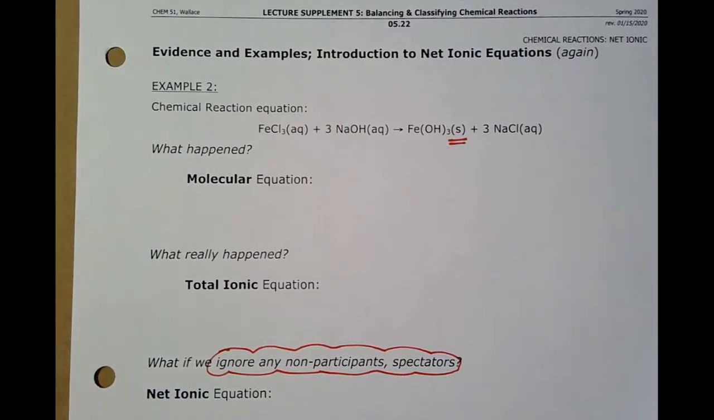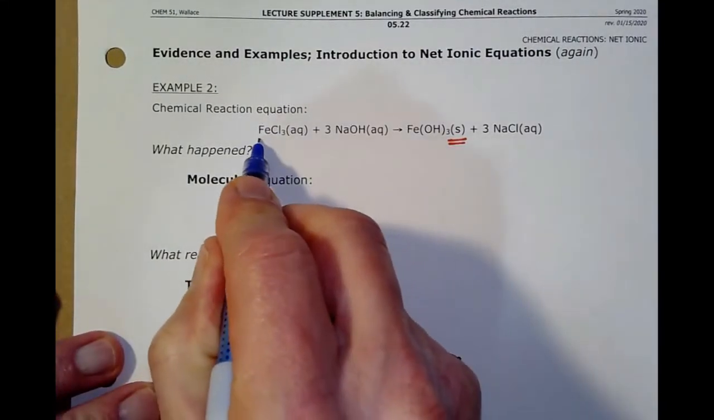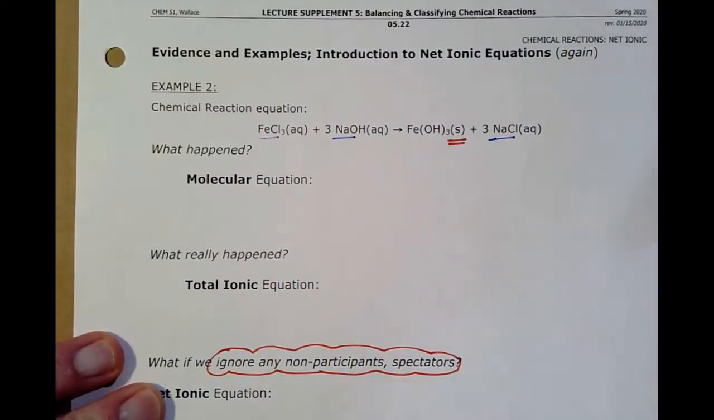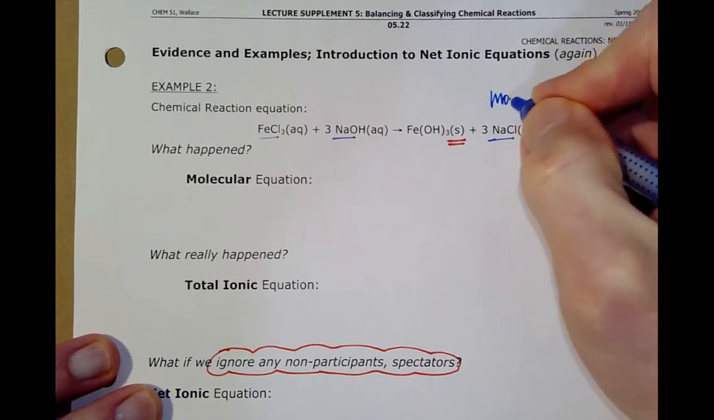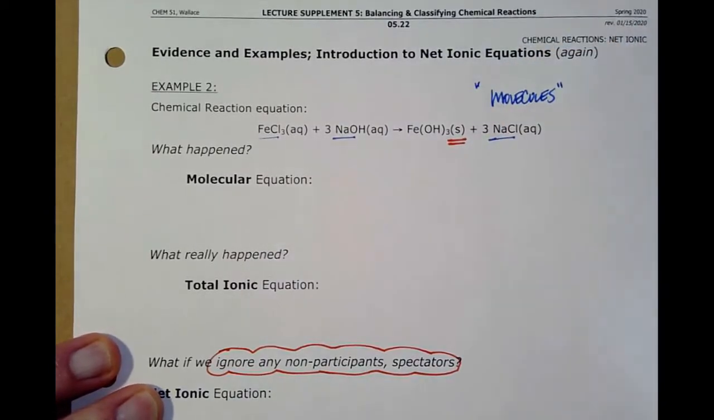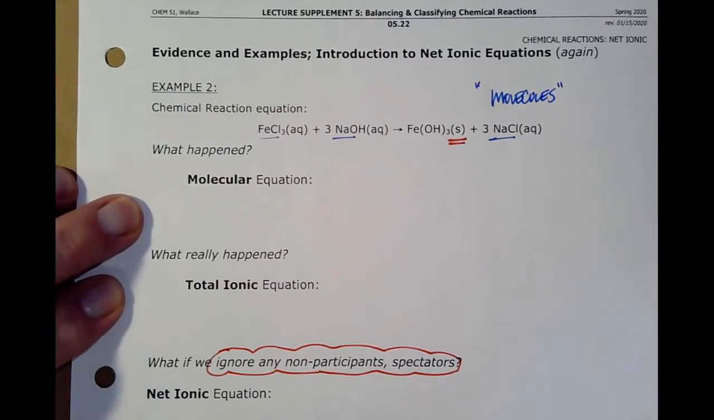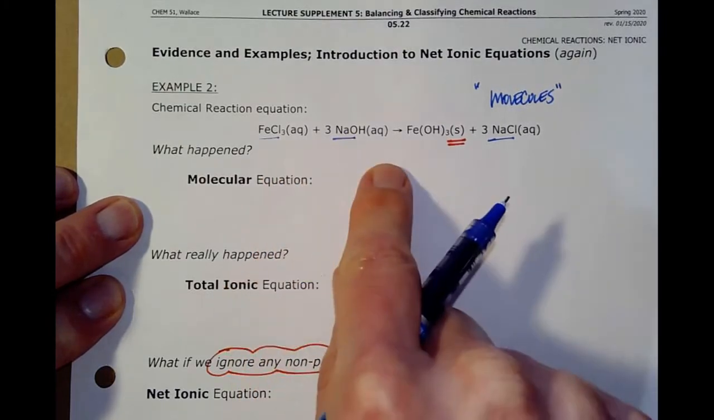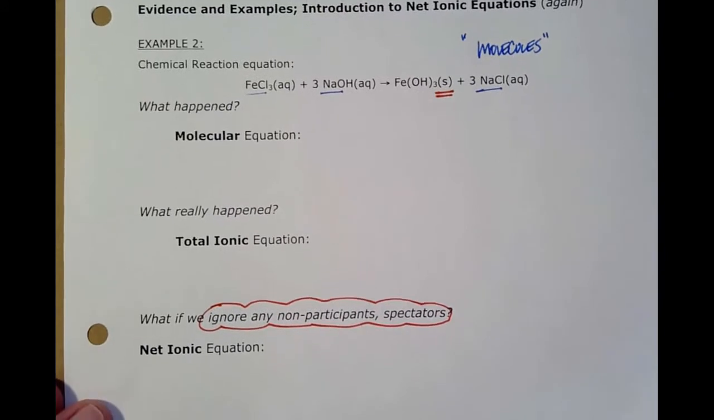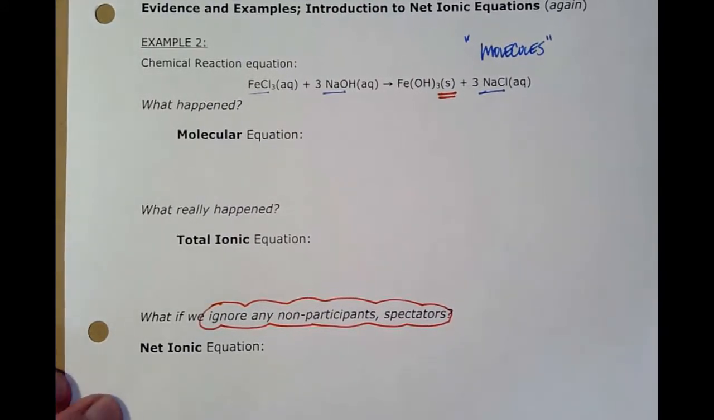I've written each of these as if they're sort of molecules. They're not molecules because these are ionic compounds, but I've written them in what we call molecular equations. So there's my molecular equation: aqueous, aqueous, solid, and aqueous. If I talk about the total ionic equation, I'm going to break up aqueous soluble ionic compounds.